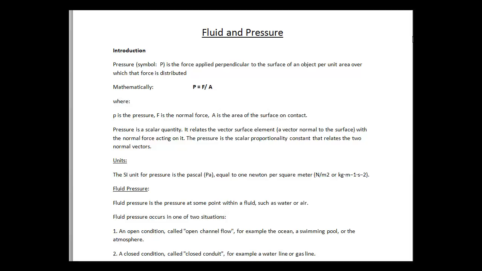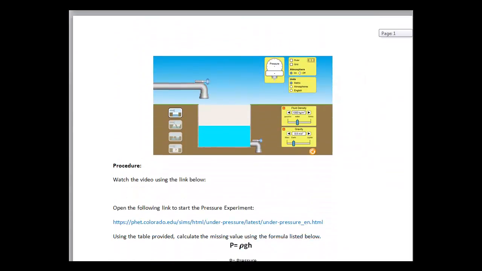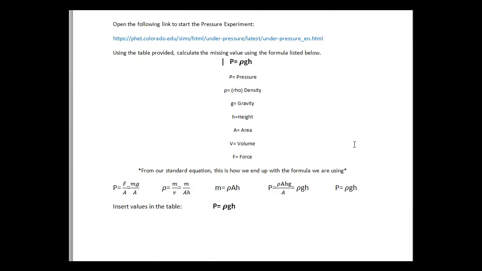Today we will be going over fluid and pressure. Pressure is expressed as force divided by area. Now our units for pressure will be measured in Pascal. As we scroll down, we're able to see that we have a new expression, and it's read to be pressure is equal to rho times gravity times height.